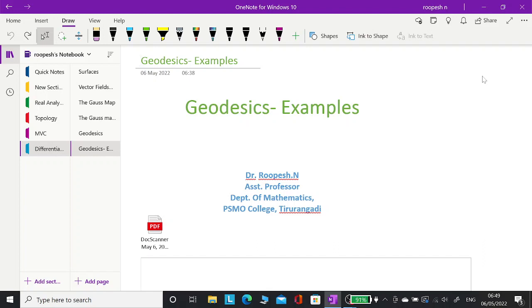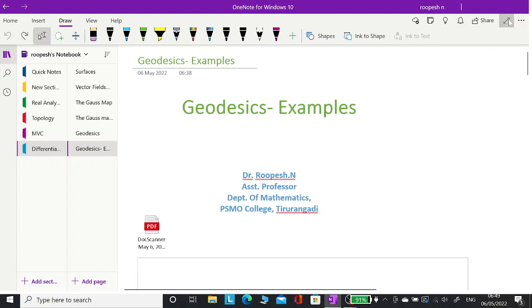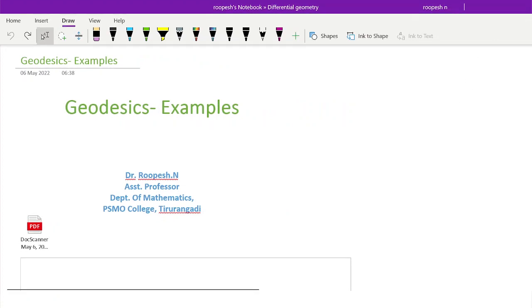Welcome to another session of differential geometry class. Today we are going to deal with some examples of geodesics. Last class we have seen what a geodesic is. So let us recollect what a geodesic is.